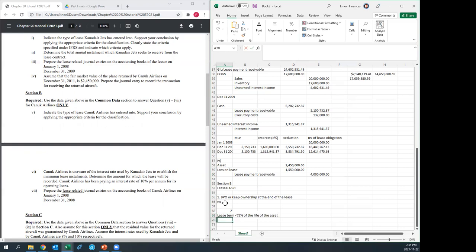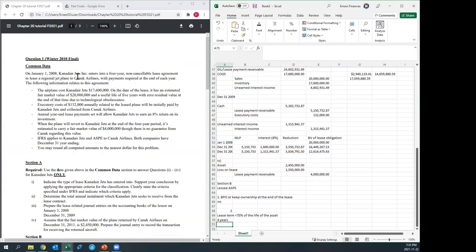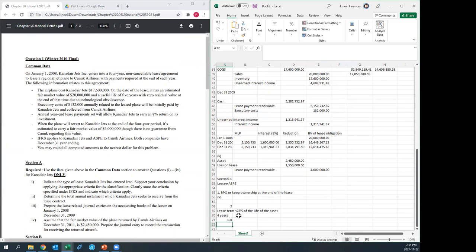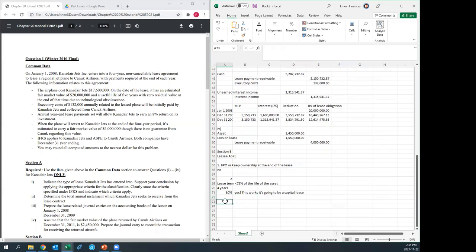So the lease term is 4 years. It says the useful life is 5 years for the asset. So 4 divided by 5 gives us 80%. So that means that yes, this works. It's going to be a capital lease. We're still going to check the third one for fun and so you know.